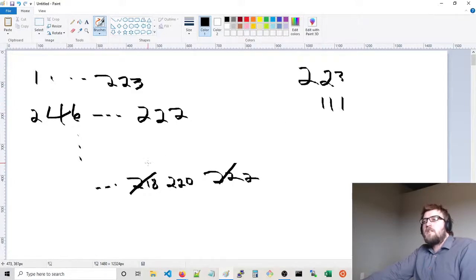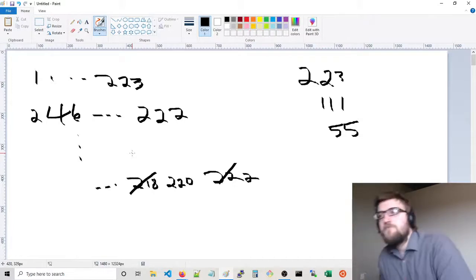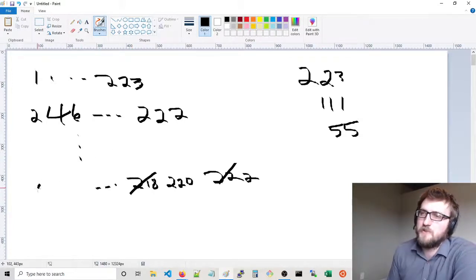111 numbers. Divide that by 2 again, you get 55 numbers, right? Rounded down. And these are going to start with 4 because we got rid of 2 over here. So it could either start with 2 or 4.